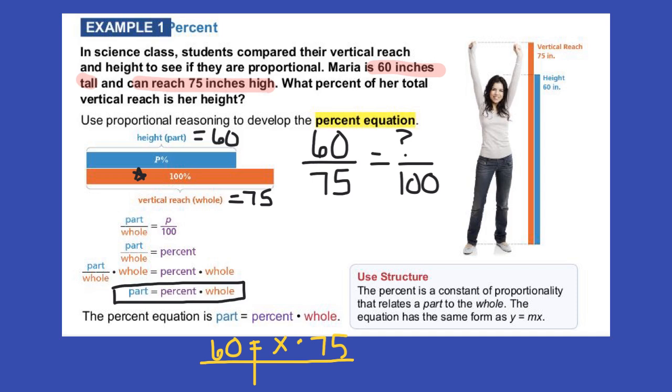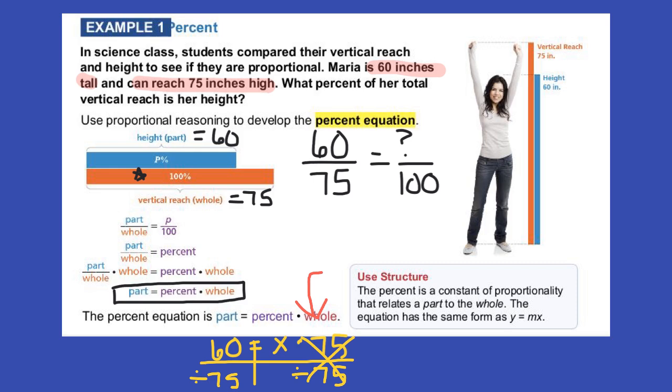So I would like to get rid of this multiply by 75 because I really want the x to be by itself. So to get rid of a multiply by 75, I'm going to divide by 75. But if I mess with one side of my balance, it's now cattywampus until I do exactly the same thing to the other side. This cancels. 60 divided by 75 is 0.8. Bring down my equal sign, bring down my x.